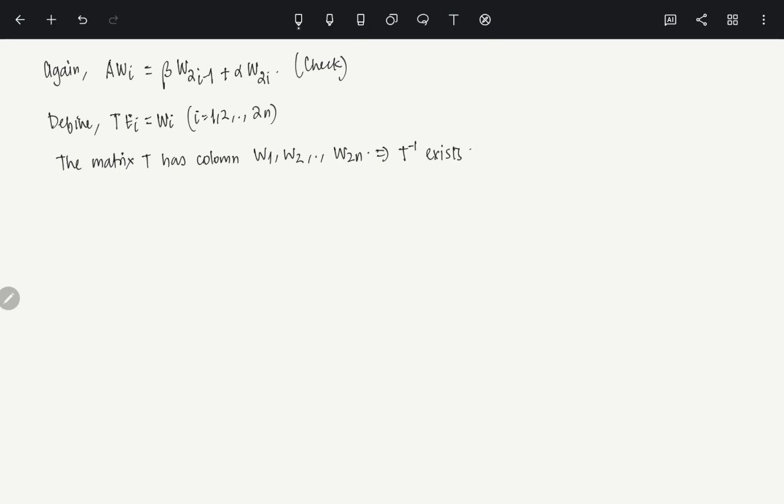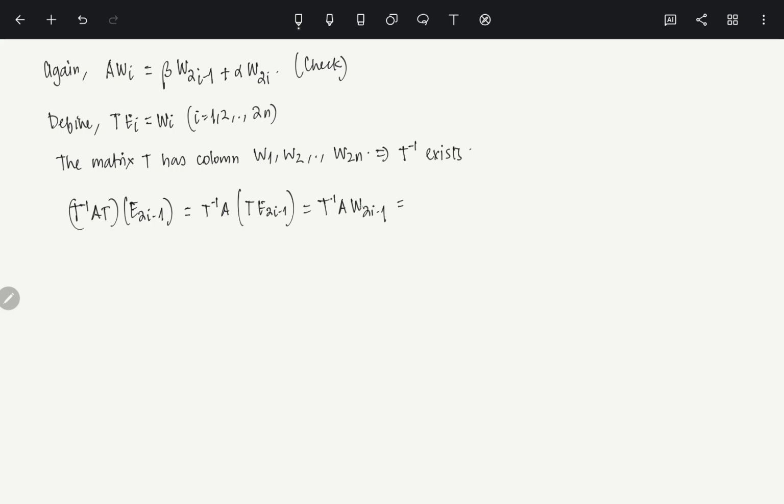Clear? Now we want to look at what happens to T inverse AT, just like before. I want to make it a diagonal matrix, or as close as possible, if it's possible. So what happens to T inverse AT acting at E_{2i-1}? It is T inverse A T acting at E_{2i-1}, and E_{2i-1} is W_{2i-1}, so T inverse A W_{2i-1}.